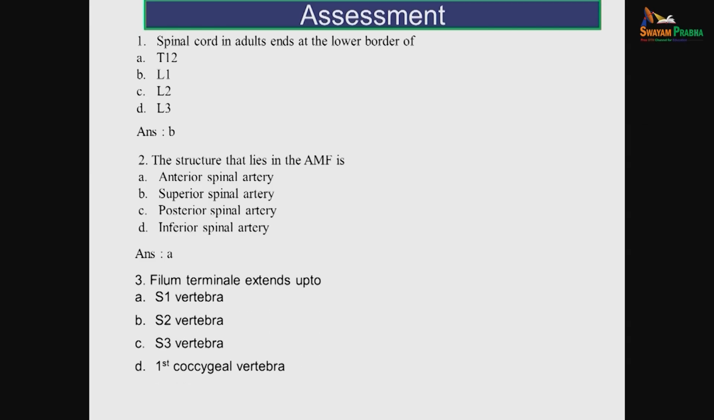So, next question is about the filum terminale. We mentioned that the filum terminale is nothing but a prolongation of the pia mater. So, till which level does it extend? The filum terminale extends up to the first coccygeal vertebra. We studied in detail about the filum terminale internum and externum. The externum extends from S2 to the dorsal surface of the first coccygeal vertebra. So, the answer is D, first coccygeal vertebra.